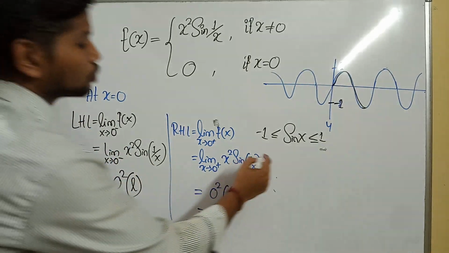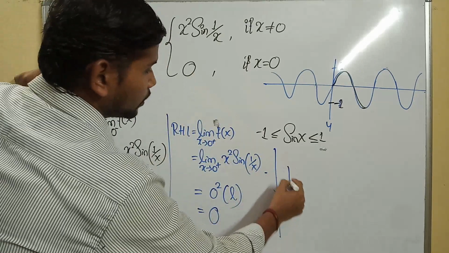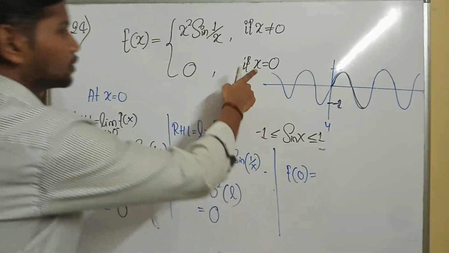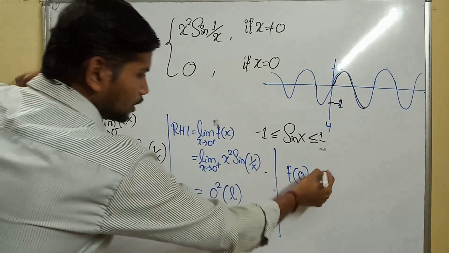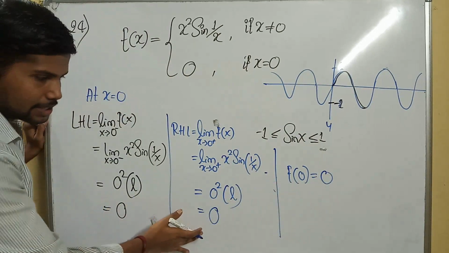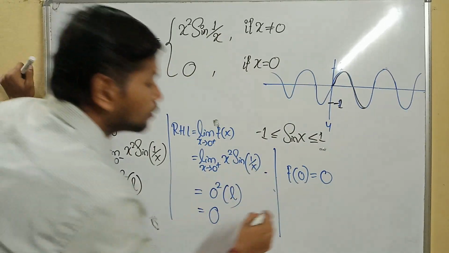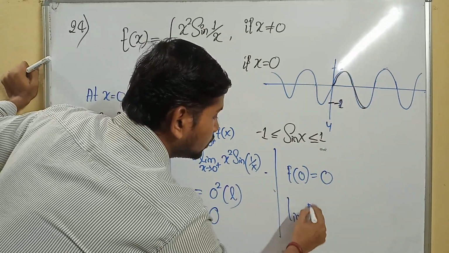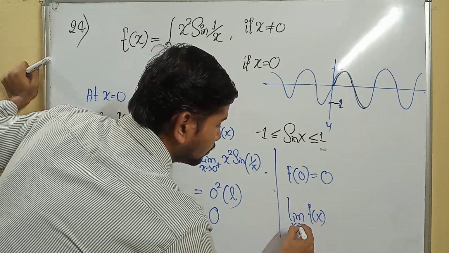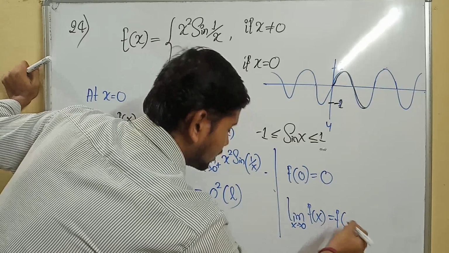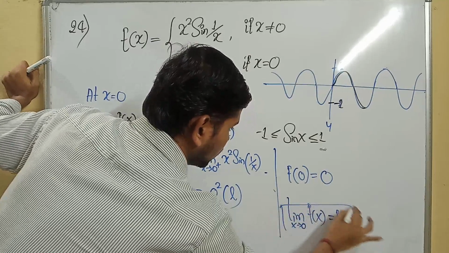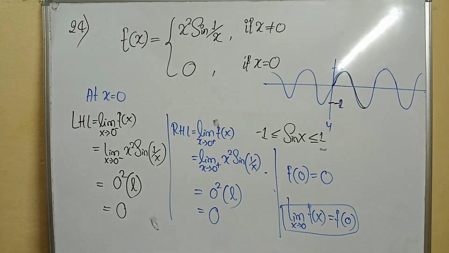Okay, I need to check at that point value. At that point means f of 0. What is f of 0? Whenever x is equal to 0, it will be 0. LHL equal to RHL equal to the value at that point, the same value, which means the given function is continuous for all the values of x. Means 0 is also a point of continuity. Got it?